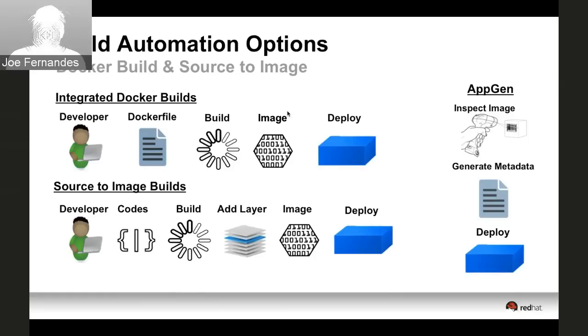And then underneath, we're working on a feature called AppGen that'll allow us to inspect any arbitrary image and generate the metadata that would be required to deploy it in OpenShift and turn it into a builder image like you see below. So you can run arbitrary images or arbitrary Dockerfiles if you're using the Docker build approach. If you want to actually turn it into a source to image builder, we're working to make that automatic as well. So you just provide us with the image, and we'll generate the appropriate deployable image for you.